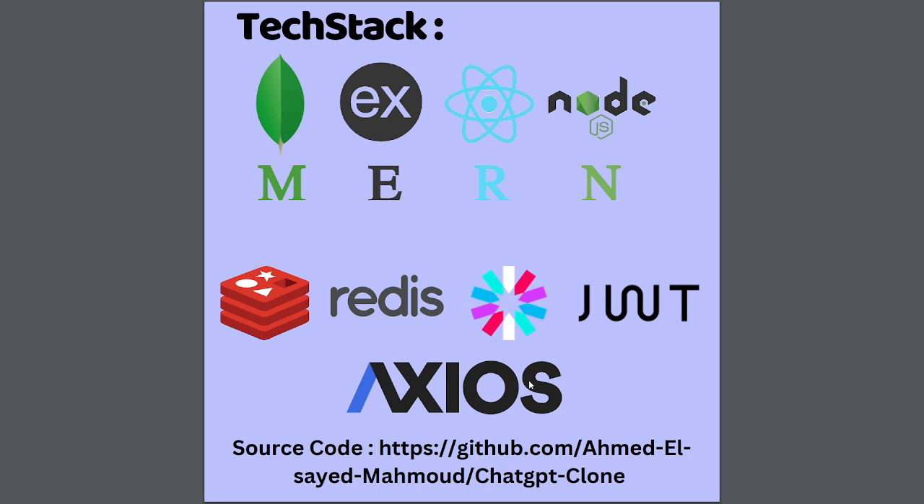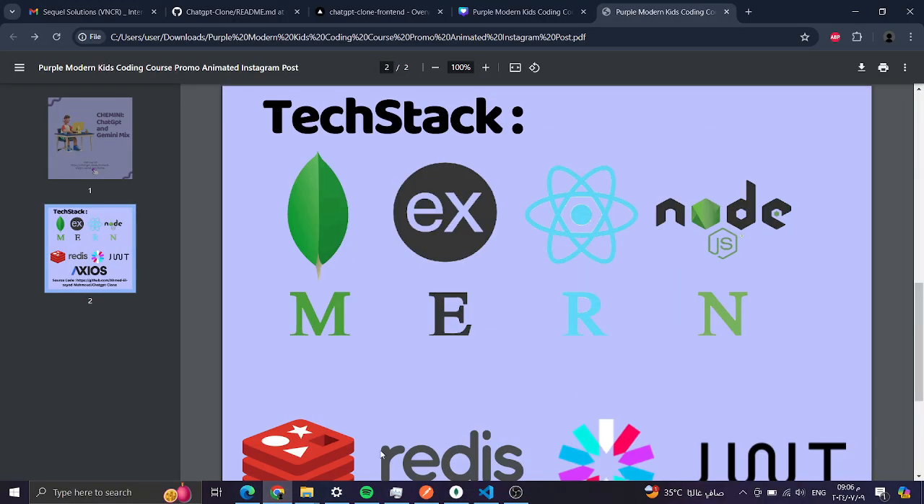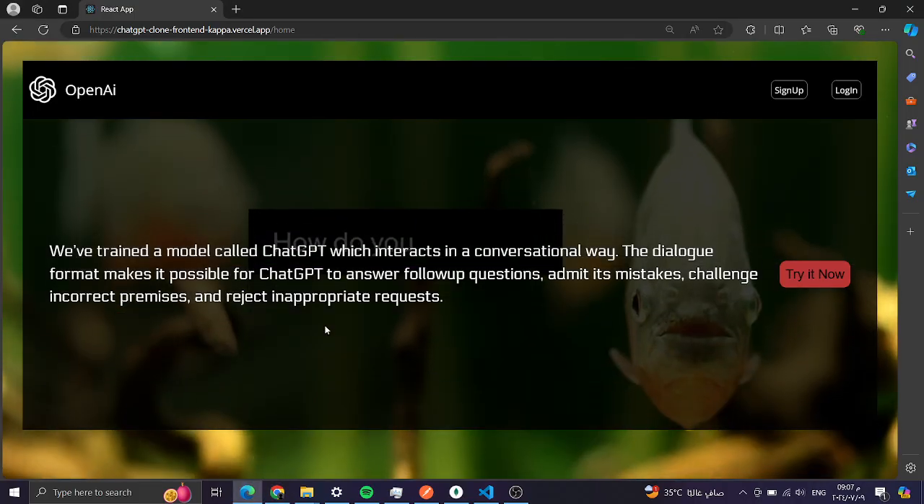And for authentication, I've used JWT, so I don't have to worry about storing the session ID, and it's also a lot more secure. And I've used Axios for fetching APIs. There's also the source code where we can check it out. But let's not waste time and just see this website.